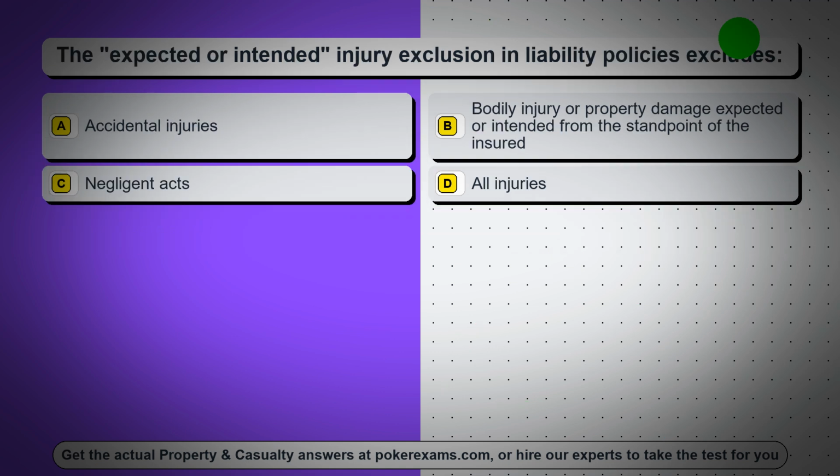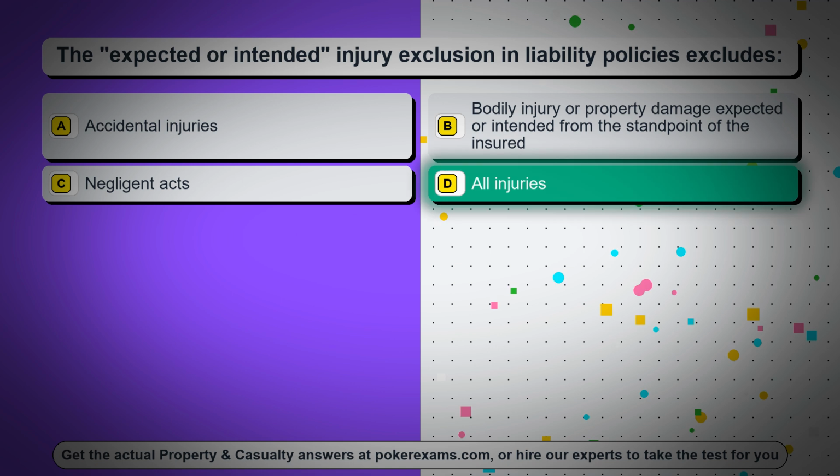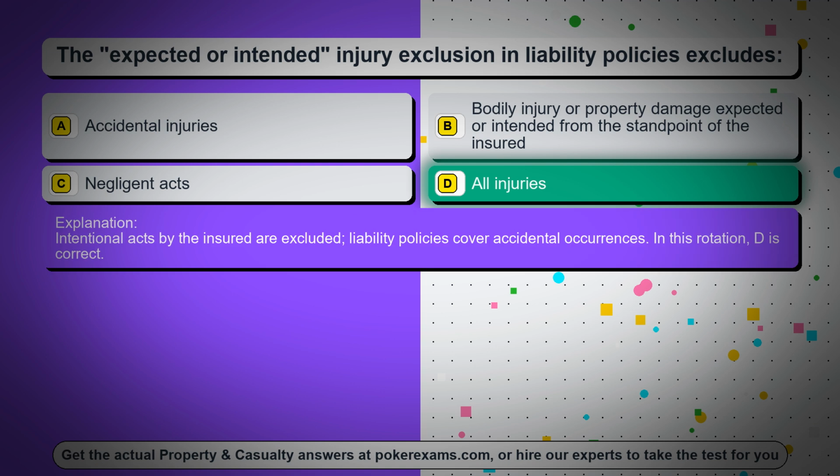Question 36. The expected or intended injury exclusion in liability policies excludes option A, accidental injuries. Option B, bodily injury or property damage expected or intended from the standpoint of the insured. Option C, negligent acts. Option D, all injuries. The correct answer is option D, all injuries. Intentional acts by the insured are excluded. Liability policies cover accidental occurrences. In this rotation, D is correct.